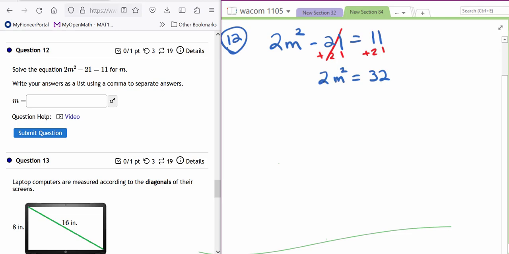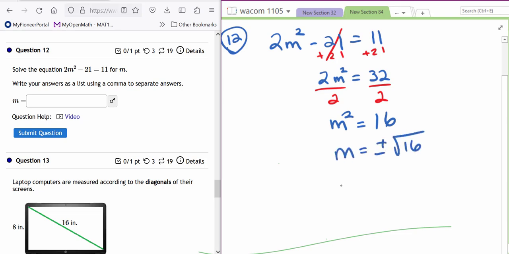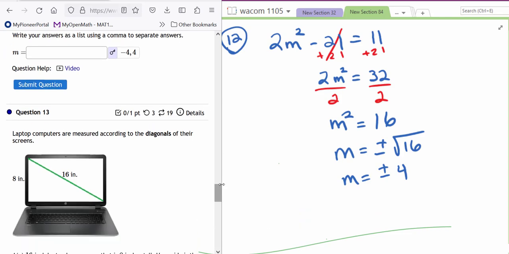Divide out this 2 because we just want m squared. We don't want anything else over there. So we have m squared equals 16. Now use your square root method. So m equals plus or minus square root of 16, which is a perfect square, plus or minus 4. There we go.